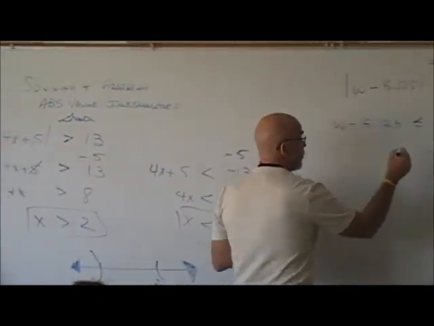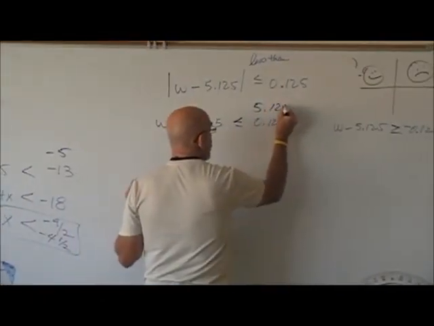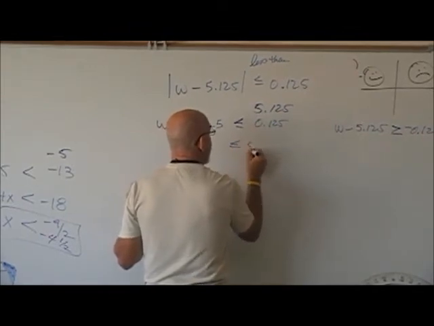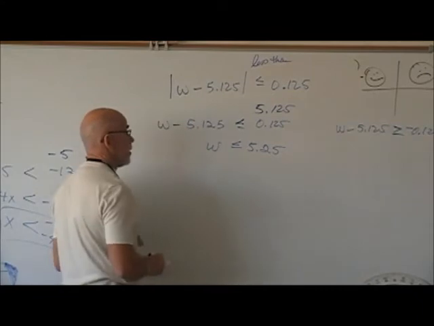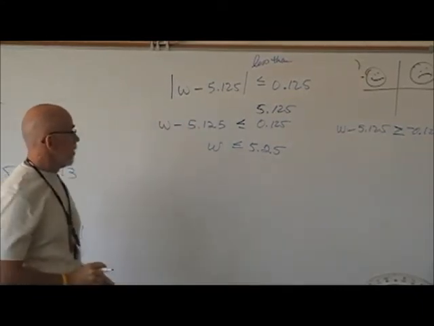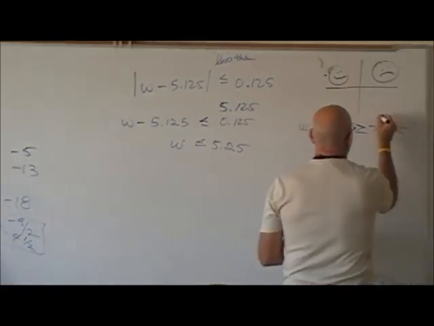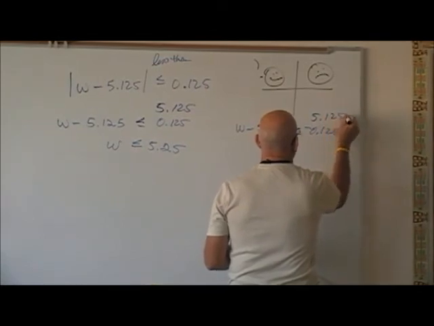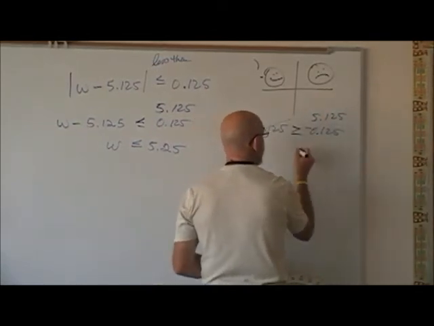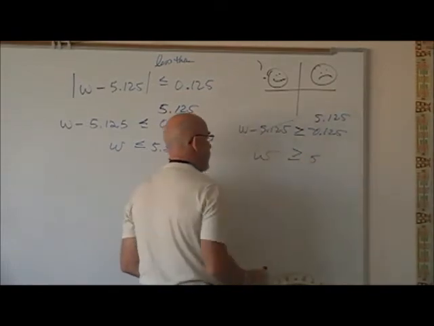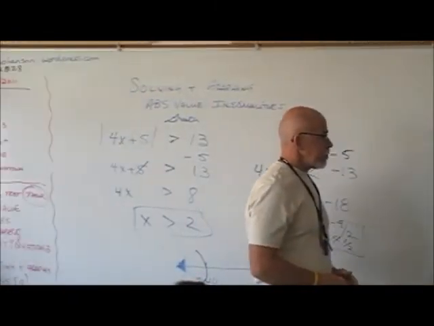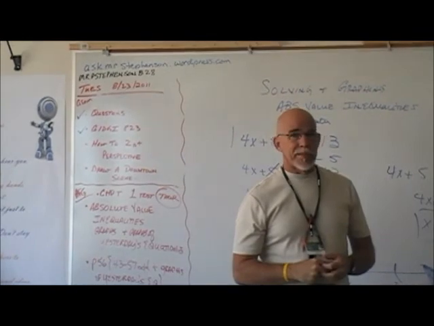Now we just solve, moving this over here, turns positive. Signs are the same, so I add and stay. Leaving W by itself. Moving negative 5 over here becomes positive. I change the sign. Now the signs are different, so I have to subtract. And that's what W is over there.